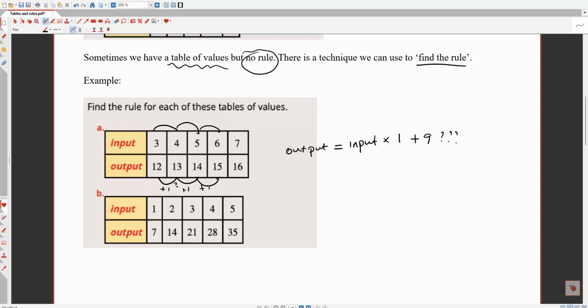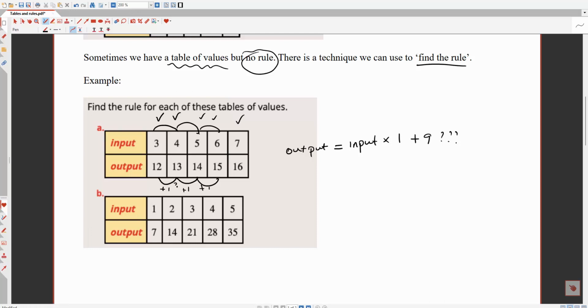Let's try it out. So all I'm going to do is take the next input, which is 4, all right, and say 4 times 1 is 4. 4 plus 9 is 13. So it works for that one. And if you've checked it for 2 of these scenarios, then you know it's going to be the same. It's going to work for all of the other values. But let's do 7 anyway. 7 times 1 is 7. 7 plus 9 is 16. So it works for this one as well.